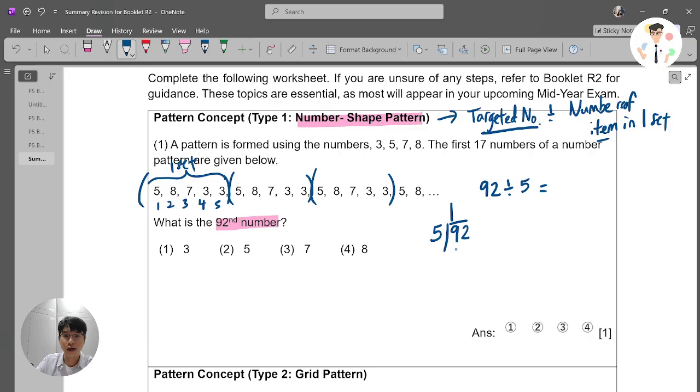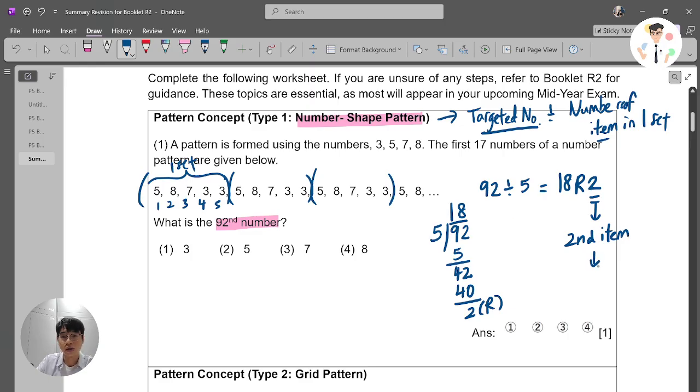So 1 times 5, 5. 42, 8 times 5, 40. And with that, I know my remainder is 2. So it's 18 remainder 2. And this 2 basically tells you it is the second item in the set. What is the second item? I know it's number 8. So the answer is what? 8, which is option number 4. And you are supposed to shade it using 2B pencil.